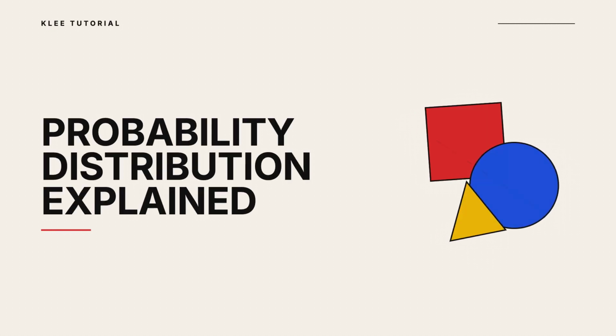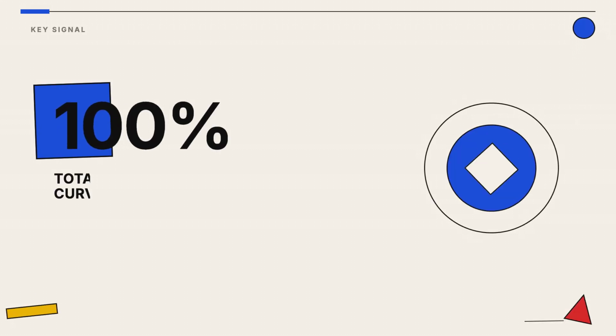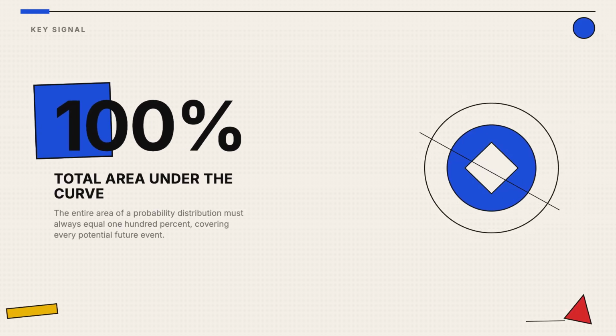In finance, we often deal with uncertainty. A probability distribution is simply a way to map out all the possible outcomes for an investment. Think of it as a roadmap for risk. It shows you what is likely to happen versus what is just a remote possibility. Because every outcome is accounted for, the total probability must always add up to 100%, or 1.0.